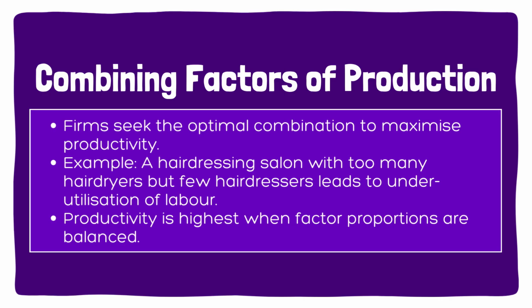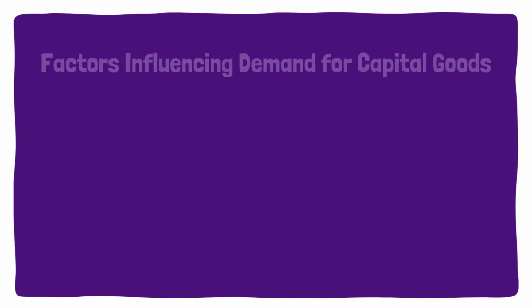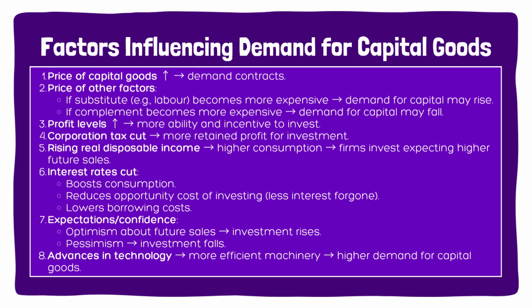It would not make sense for a hairdressing salon to have many hairdryers but too few hairdressers. In such cases, resources would be underutilised. Firms aim for the highest possible output per worker or per unit of input, and the best combination is not always one machine per worker, because workers may operate in shifts, some may be training, and sometimes one worker can manage several machines. The demand for capital goods is influenced by a range of factors.